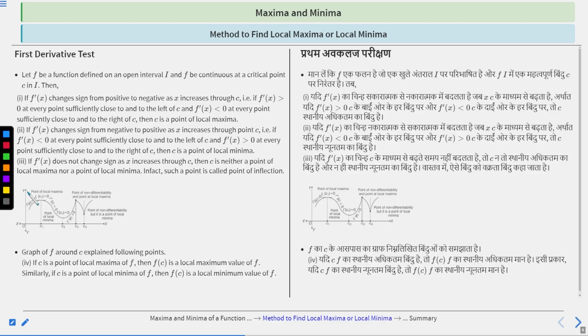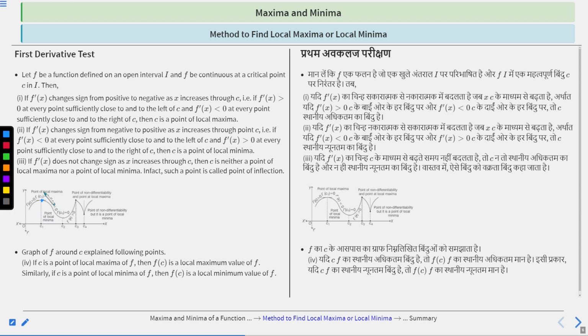From the figure, you can see that, suppose at this point where f'(c1) is equal to 0, to the left of this point f'(x) is greater than 0, and to the right of this point f'(x) is less than 0, right?